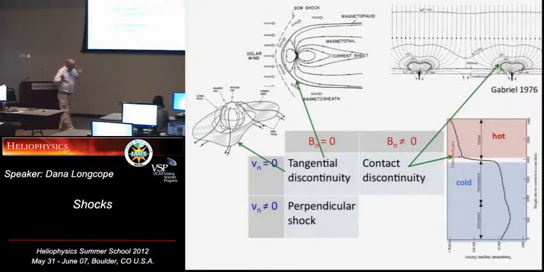So let me just put this in context. We have sort of a grid here. We have B normal equal to 0 or not 0, and V normal equal to 0 or not 0. This element in the matrix here is the tangential discontinuity. This is the contact discontinuity. This is the perpendicular shock. This is where we're going. An example of tangential discontinuity is the bow shock. We've already looked at that.